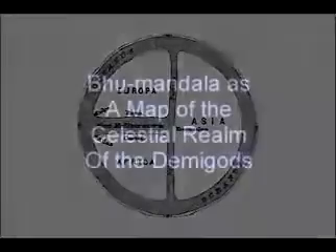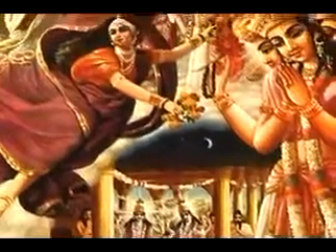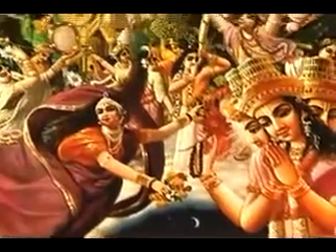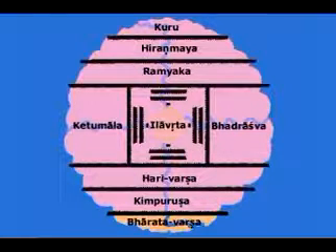Bhumandala as a map of the celestial realm of the demigods. Bhumandala can also be understood as a map of the celestial realm of the demigods. One curious feature of Jambudvipa is that the Bhagavatam describes all of the Varshas, or regions, other than Bharata Varsha, as heavenly realms, where the inhabitants live for 10,000 years without suffering.